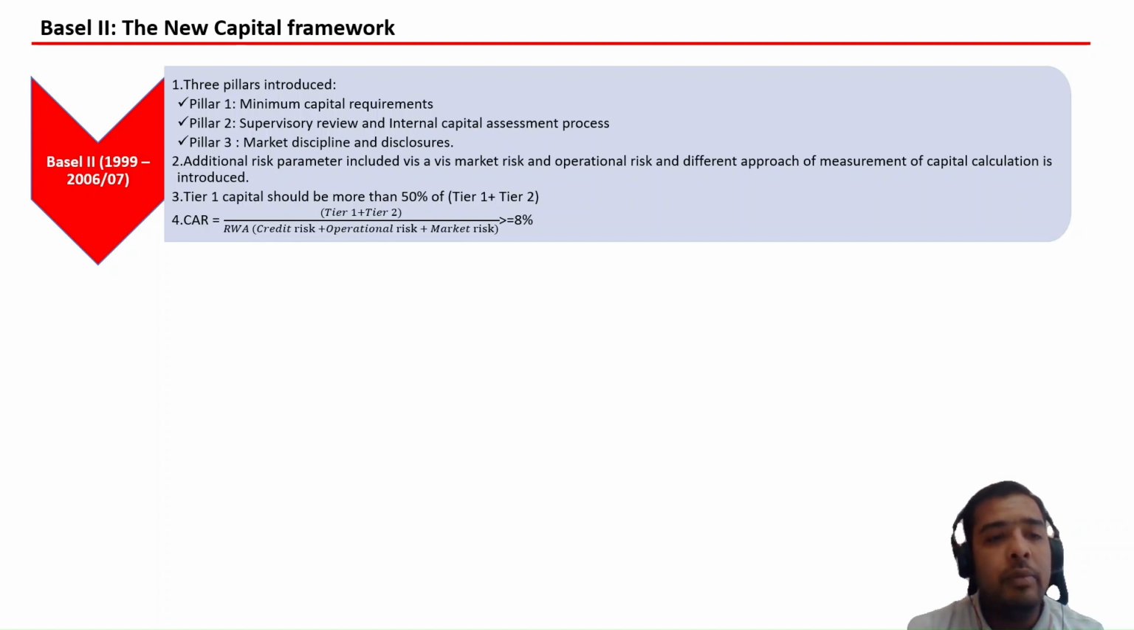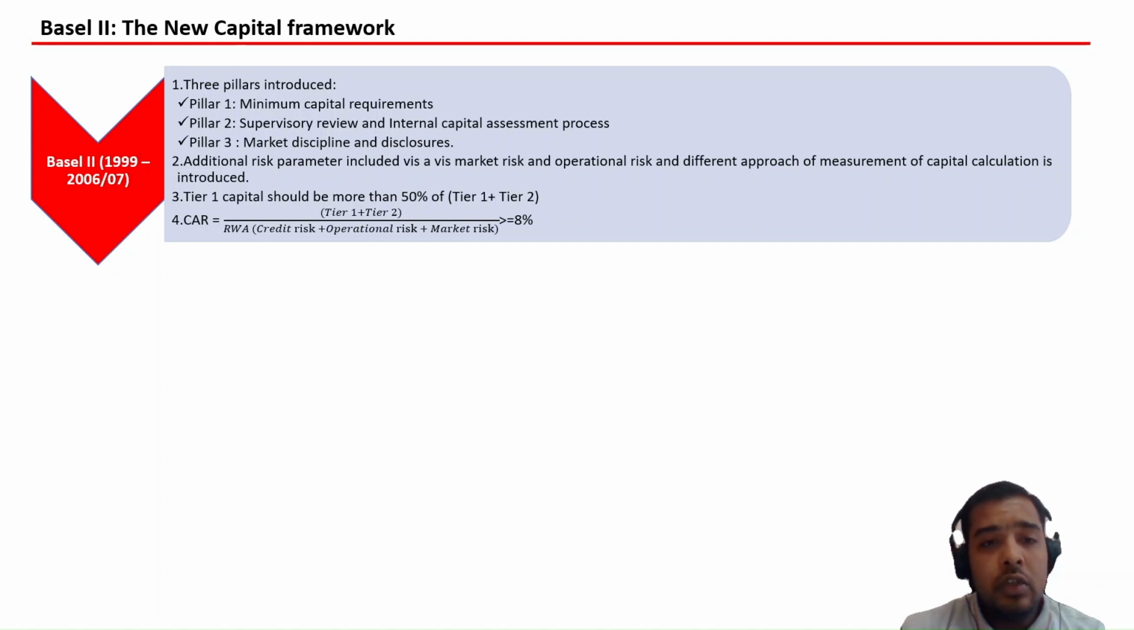Basel II was effective from 1999 to 2006 or 2007, and a three-pillar framework was introduced. In Pillar 1, the bank calculates its minimum capital requirement. Pillar 2 is the internal capital assessment process and supervisory review. In the internal capital assessment process, the bank ensures that it has adequate capital to cover all its risk exposures, and in supervisory review, the supervisor reviews the bank's capital and recommends keeping additional capital if any issue is found in the bank's risk management process.